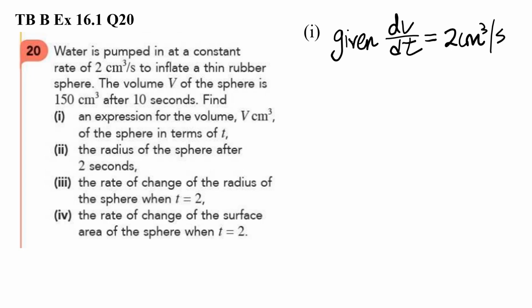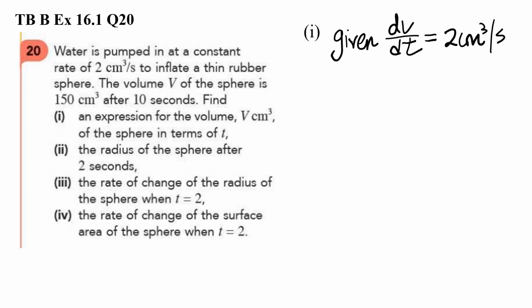Right, so you're given dV over dt equals 2 centimeter cube. You can't use 4/3 pi r cube because you don't know what the radius is. And you're supposed to express your answer in terms of t, not in terms of r. So you have to work with what you are being told. You're told that the rate of change of the volume is 2 centimeter cube per second. So how do you get volume from your dV over dt? Remember how we get y from your dy over dx? You need to integrate dy over dx to get y, right?